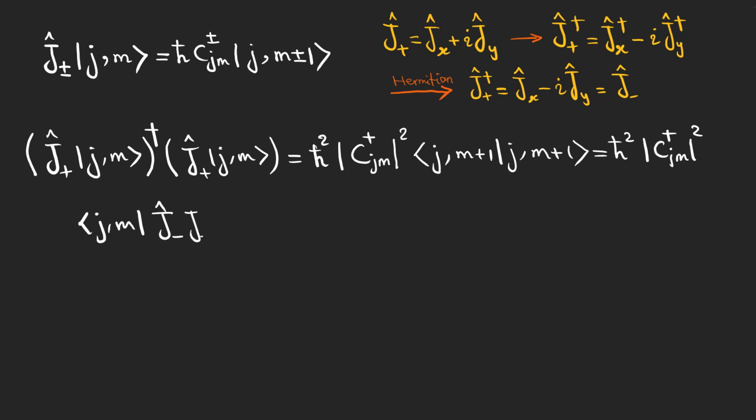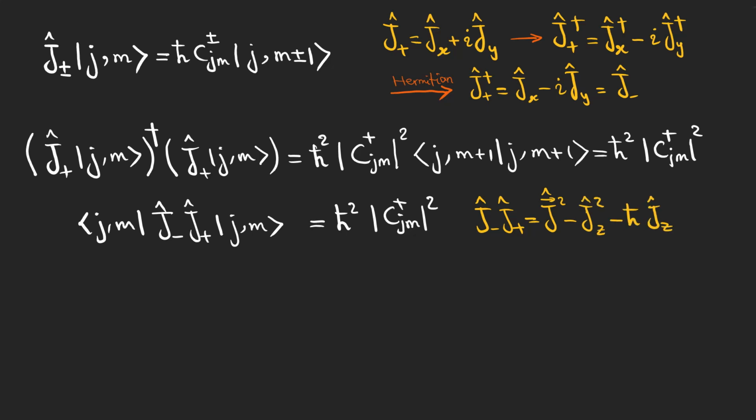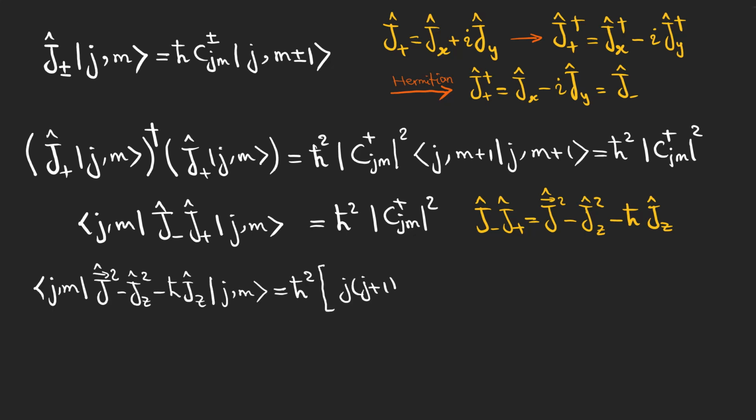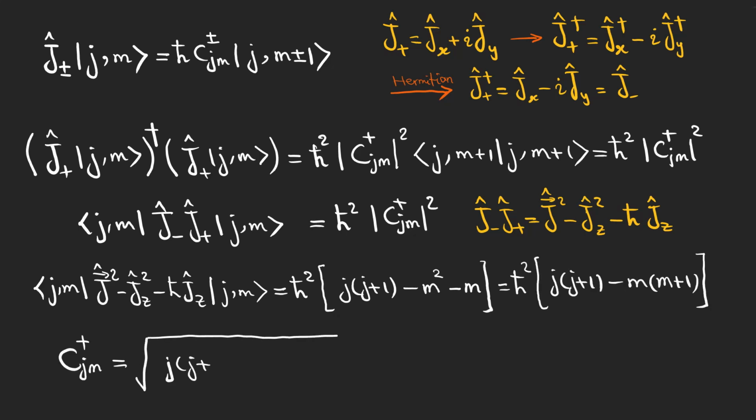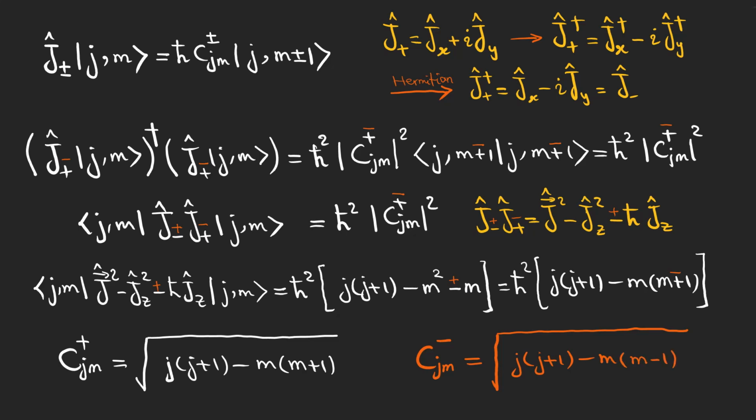We know that j plus dagger is j minus, so we can write the above expression as j minus j plus, which is equal to h bar squared and the square of the constant we are looking for. But we know j minus and j plus can be written in terms of j squared and jz, and we know that they can easily act on j and m to give this expression, and so we can find our CJM for j plus. We can do the same thing for the minus sign to find CJM minus, and you can see that CJM minus can be calculated like this.